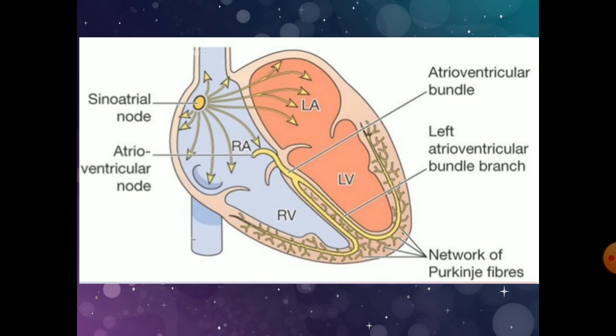So this is the whole conducting system showing in the diagram. Impulses are first generated in the SA node, from the SA node into the AV node, and from the AV node into the atrioventricular bundle, also known as the bundle of His, and from the bundle of His into the right and left AV bundle branches, and from the right and left AV bundle branches into the Purkinje fibers. The impulses are at the fastest rate at the SA node, and they are slower at the Purkinje fibers.